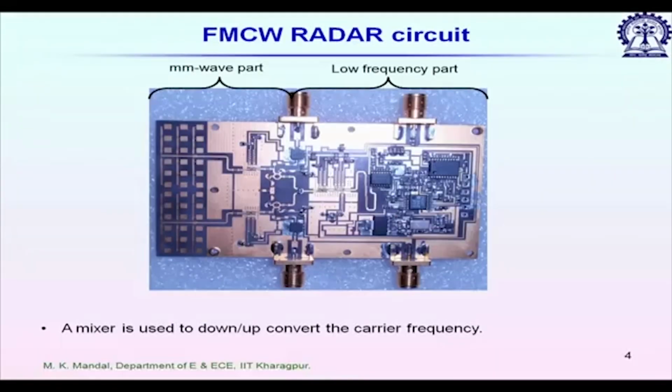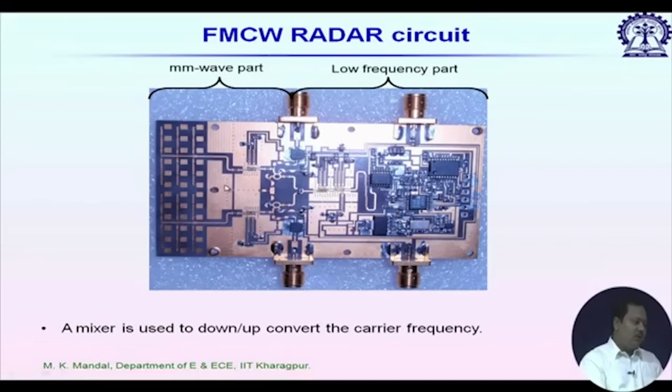Now let us look at a millimeter wave circuit. This is a millimeter wave circuit fabricated on a printed circuit board. You can see the black dielectric material and the shiny copper. On the left hand side it has two parts: the high frequency component part, which is the millimeter wave part, and on the right hand side the low frequency component part, whose frequency range is in the microwave or RF range.